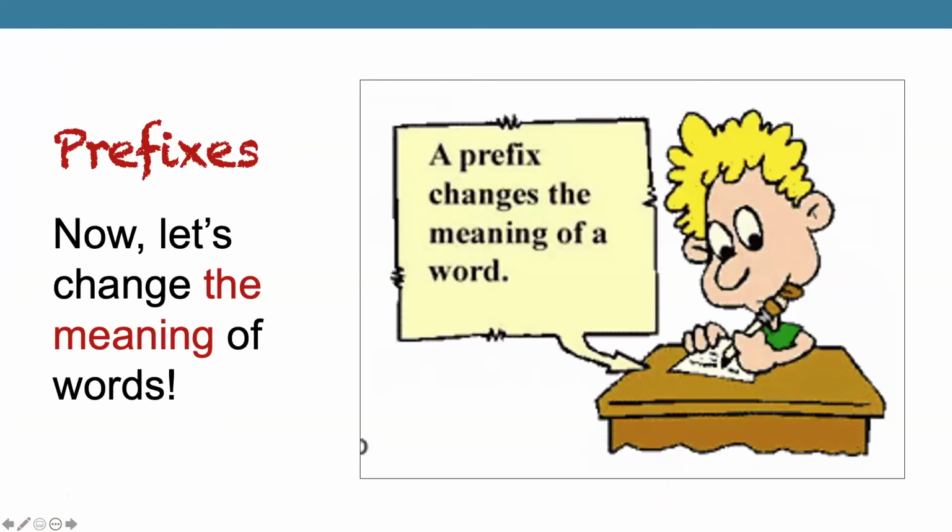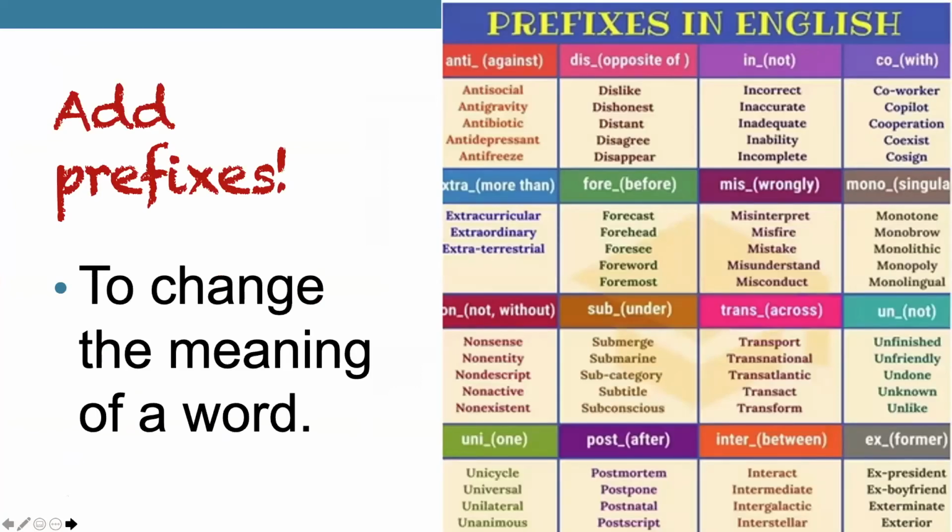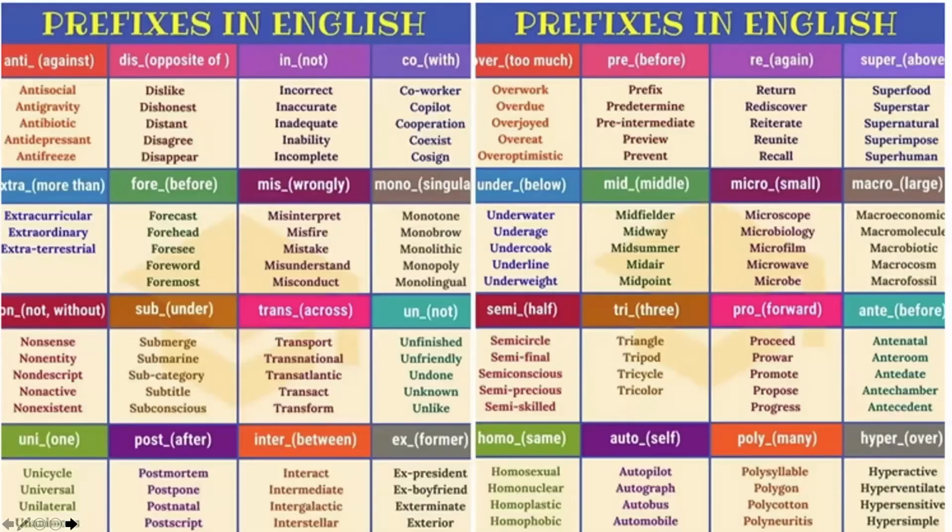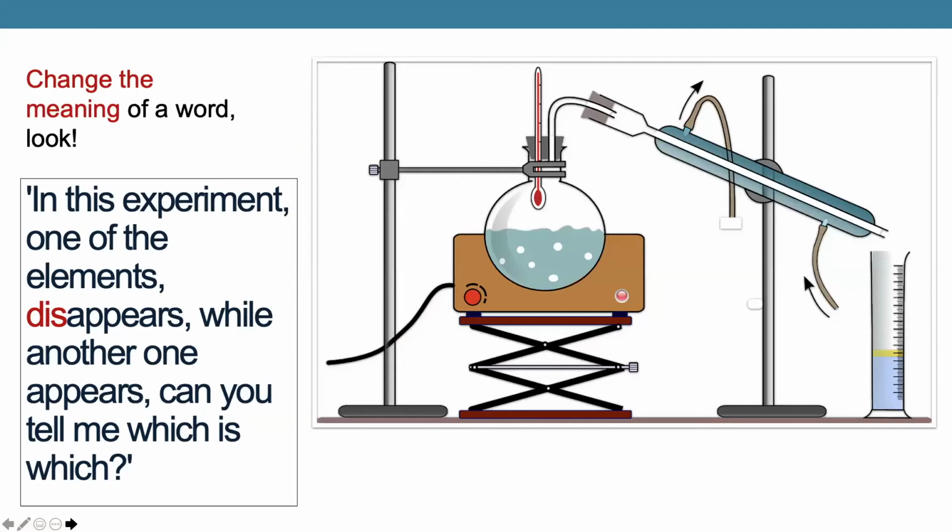Prefixes go before the word and they change the meaning. You have lots of prefixes. I gave you a list and all of them change the meaning. I am also going to give you these lists in this presentation so that you also have them. But most of them you already have in the list that I uploaded in week 1. So here you have an example. In this experiment, one of the elements disappears while another appears. Can you tell me which is which?